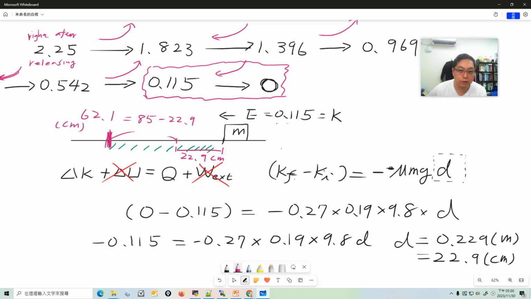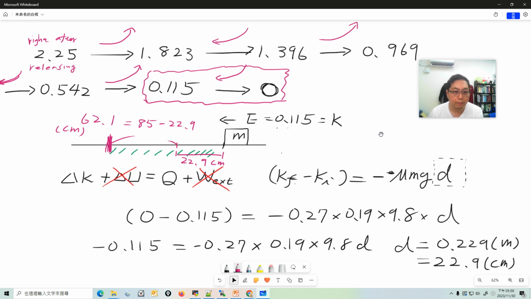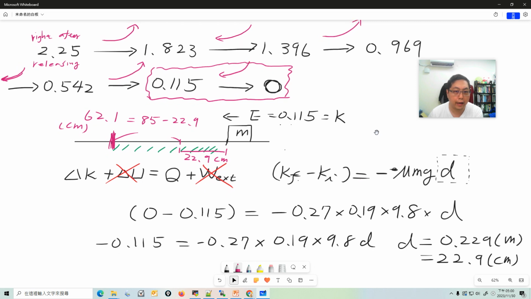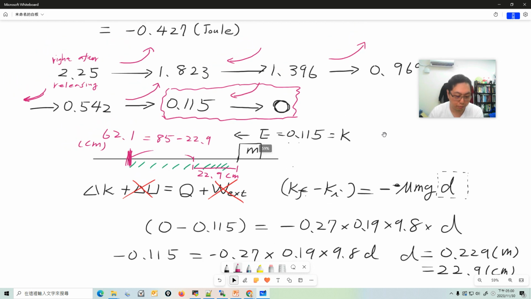So this is an energy conservation problem, but you need to do a little brainstorming to get the answer. That's why I made the video for this problem. Also, like I said, after releasing, the spring becomes a very rigid body, so it never compresses anymore. After releasing, the mass just bounces back between the curved surface and the horizontal plane, doing the back and forth motion. I have to explain this because the problem didn't state it very clearly.